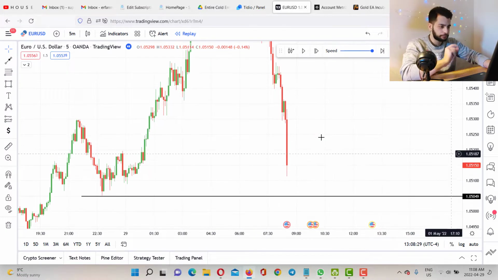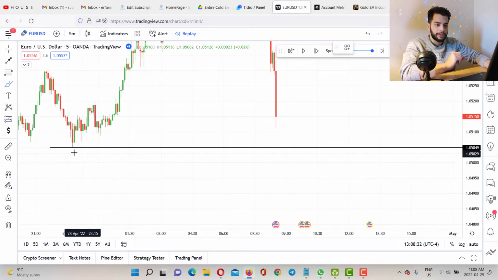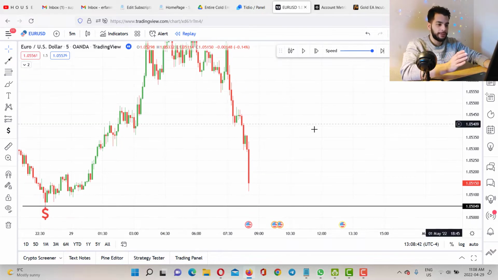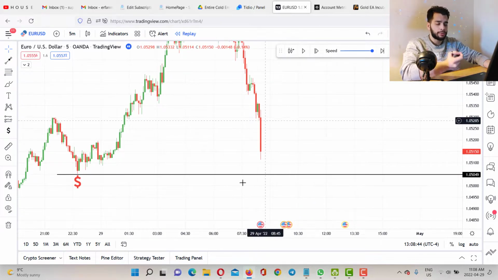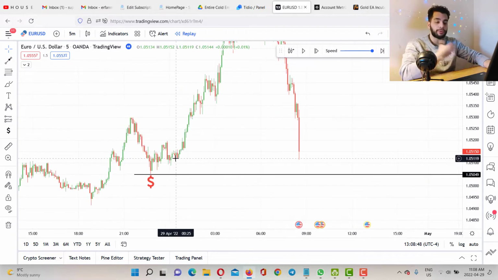In this case, we know that there's so much liquidity sitting around this area, below this area. The liquidity is sitting here, the major support is here. And also the market is dropping significantly, so you can assume that the price is trying to reach this level to stop out all these buyers. This is what I'm assuming.